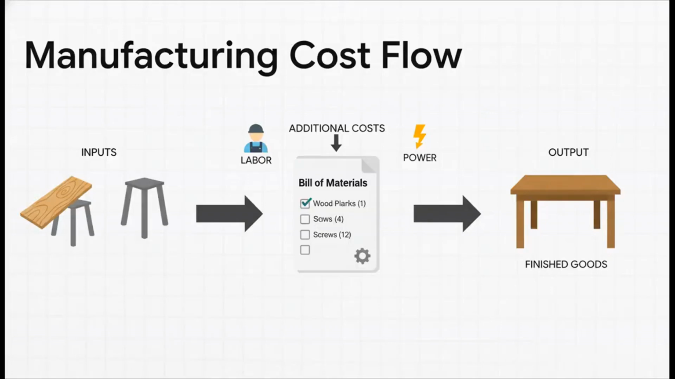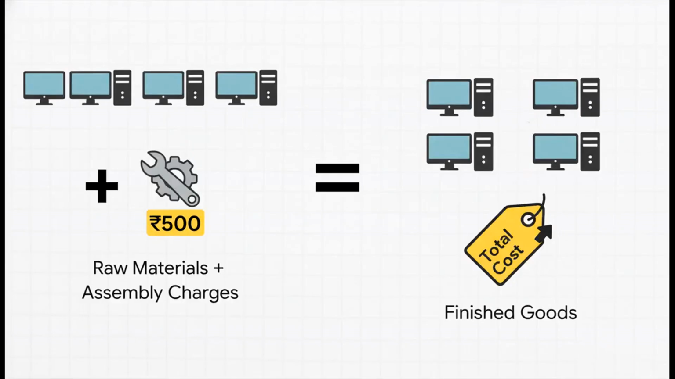You tell Tally that one table needs 4 legs and 1 tabletop. Then every time you say you've made a table, Tally automatically uses up the right parts. And, this is huge, it also lets you add extra costs like labor or electricity, so you know the true cost of that finished table. You see what's happening in this scenario, right? It's about so much more than just moving stock. When you say you've assembled 5 PCs, Tally doesn't just reduce your stock of monitors and CPUs. It also adds that 500 rupee assembly charge to the value of the brand new PCs. You're not just tracking parts, you're tracking the value you've added.